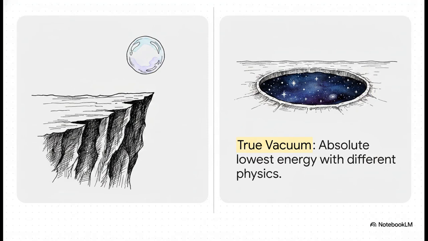Now, this is where it gets kind of terrifying. If we are currently sitting in a false vacuum right now, that means our entire reality, the laws of physics, the masses of particles, the forces holding you together, they're all dictated by a fragile, temporary state. On the flip side, you have the true vacuum. That is the absolute bottom of the energy well. It's incredibly stable, but if our universe were to suddenly drop into it, everything would change. The universe would instantly start operating under completely different physics.